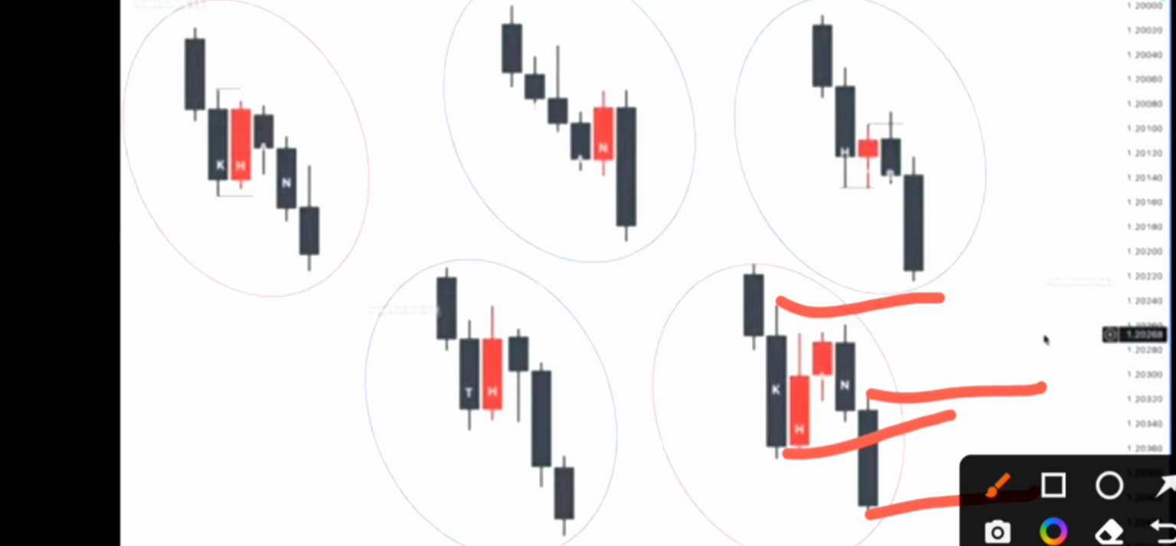So the rule of thumb is just that in a bullish market, the market must sweep the low of the higher candle before you can say you have a valid pullback.